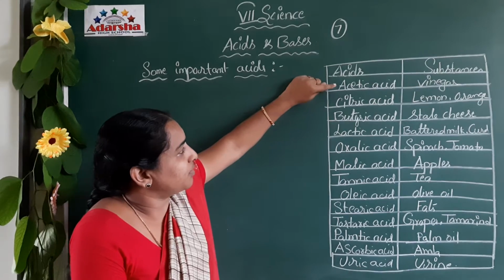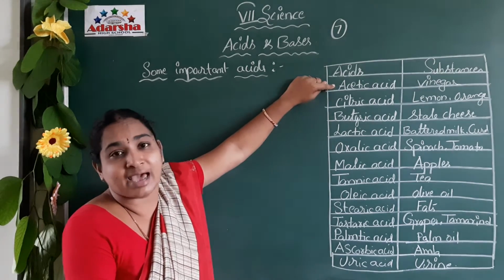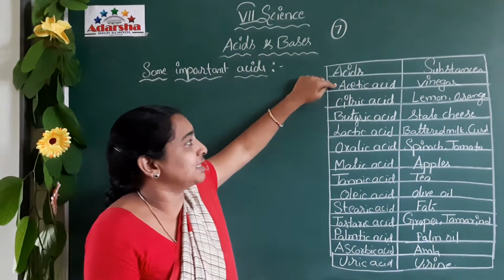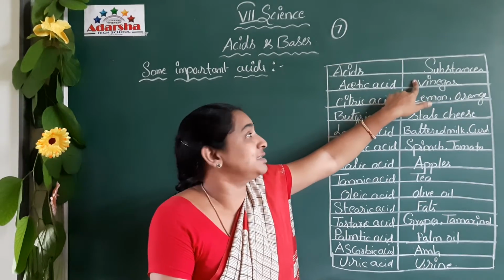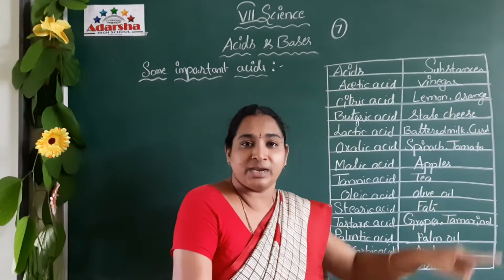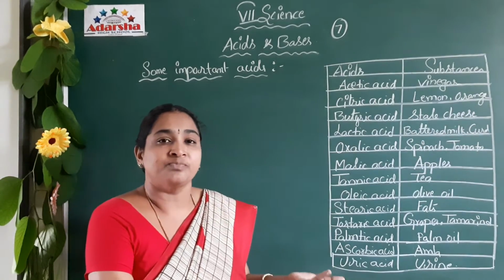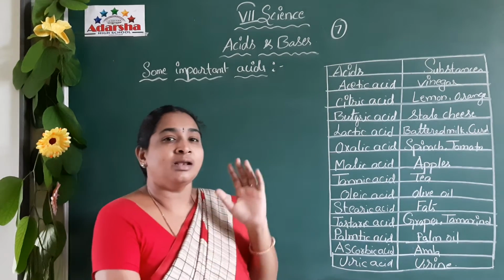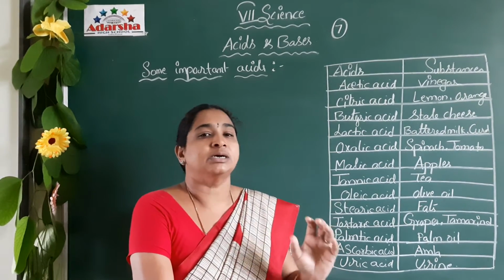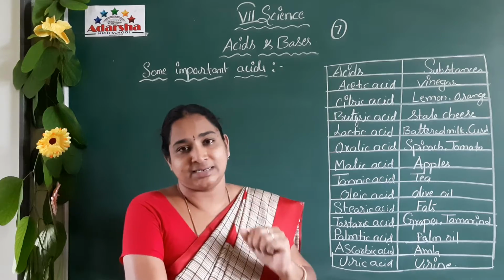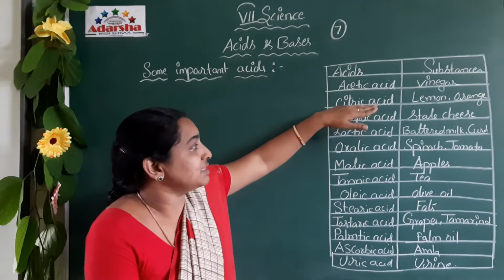The first name of the acid is acetic acid. Where do we see this acetic acid in our house? Mainly in vinegar. 2% of acetic acid is known as vinegar. Where do we use this vinegar? Vinegar is used while cooking, mainly in non-veg items. It will make the food very soft to eat. Understood? And the second one is citric acid.